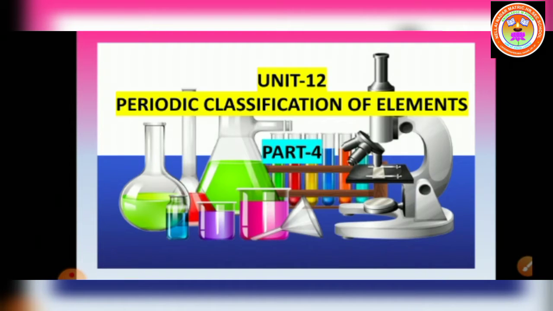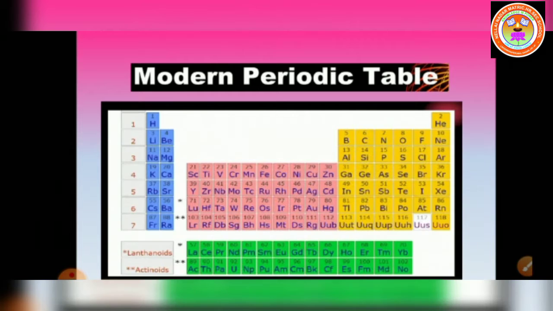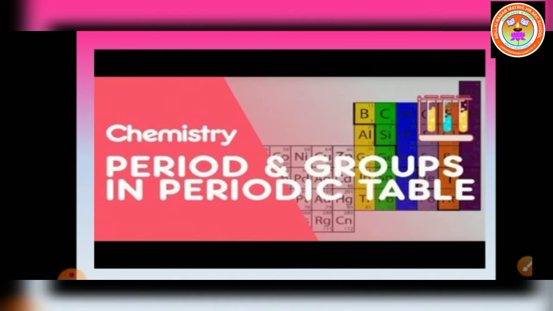Unit 12, Periodic Classification of Elements, Part 4. Children, we know this modern periodic table is the extension of the original Mendeleev's periodic table and is known as the long form of periodic table. Students, in the previous class, we have learnt about periods and groups.